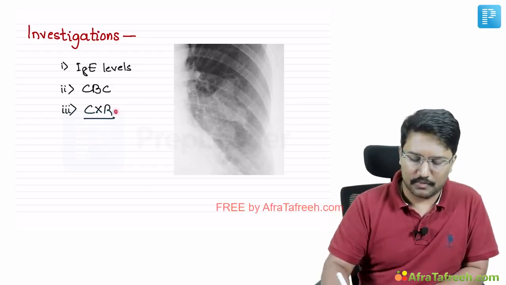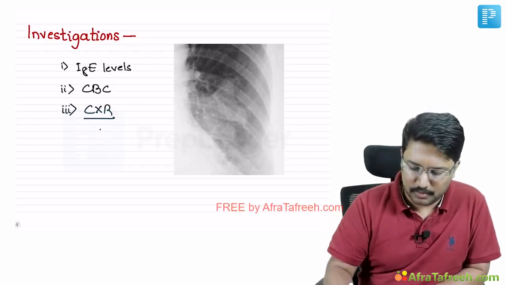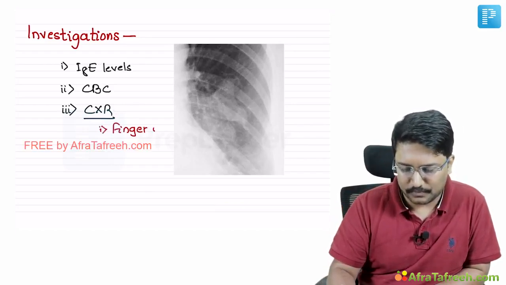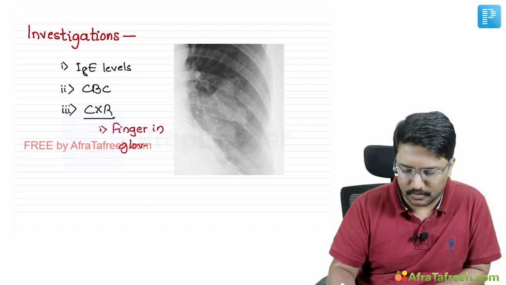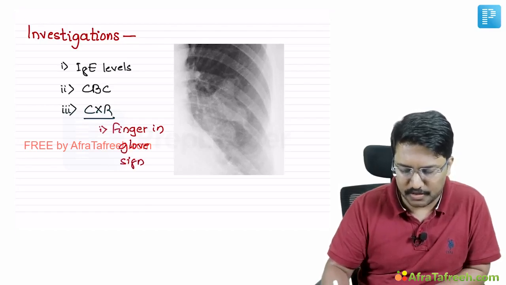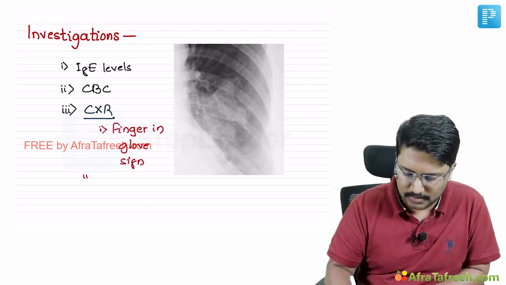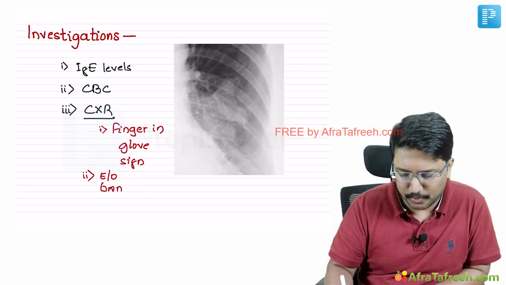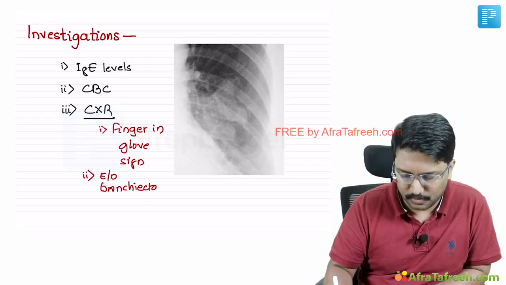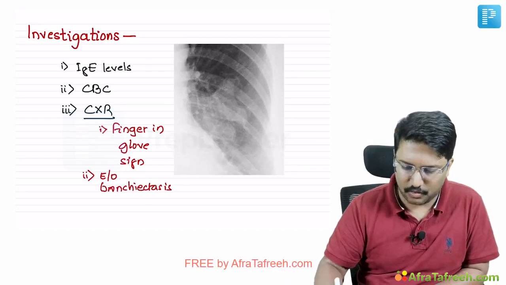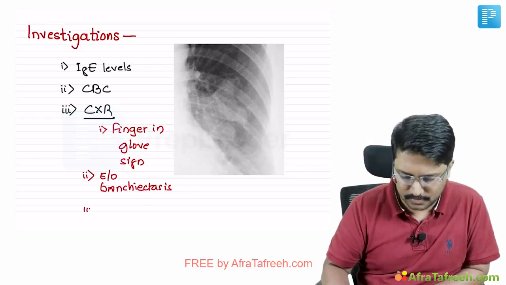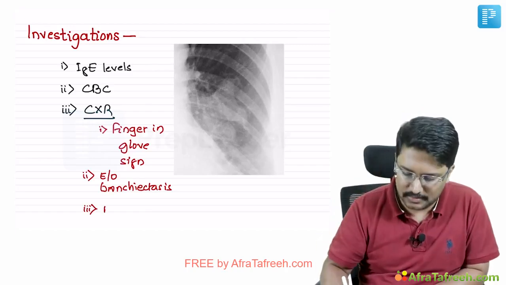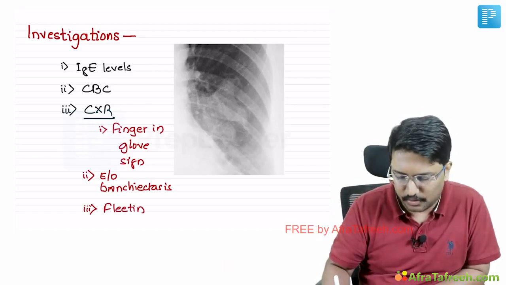So when you do chest X-ray, what are the findings you're seeing? In the chest X-ray, number one finding you can see is what is called the finger in glove sign. This is an important image-based question for the NEET SS. Okay, the second thing you might see is radiological evidence of bronchiectasis, better appreciated obviously on the HRCT chest, but chest X-ray might have some evidence of bronchiectasis. The third thing you might see is what is called fleeting pulmonary opacities.